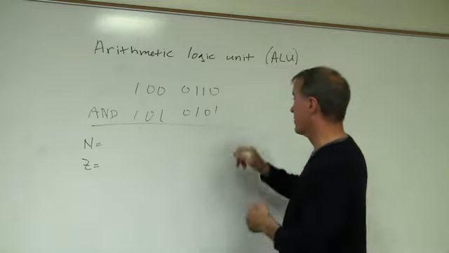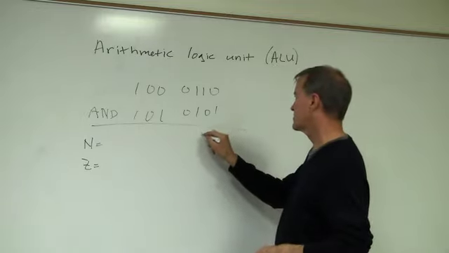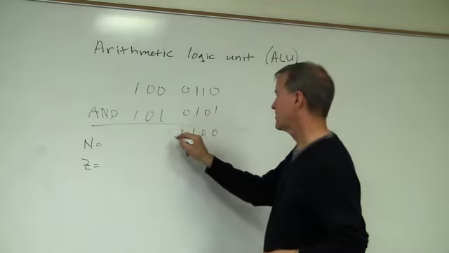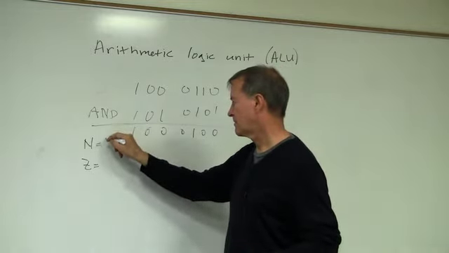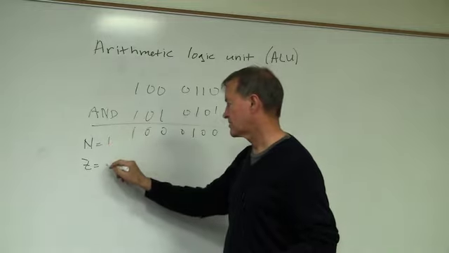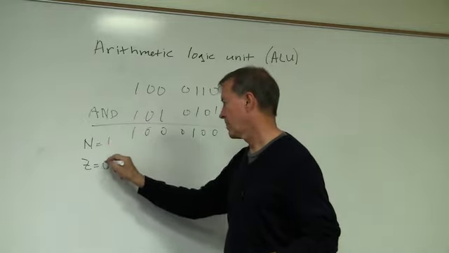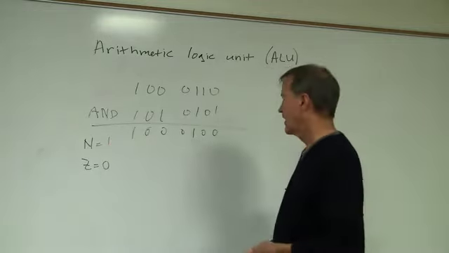So let's just do it. What would this be? 0, 0, 0, 0, 1, 0, 0, 0, 1. N is 1, Z is 0. Yeah? And let's do the OR.